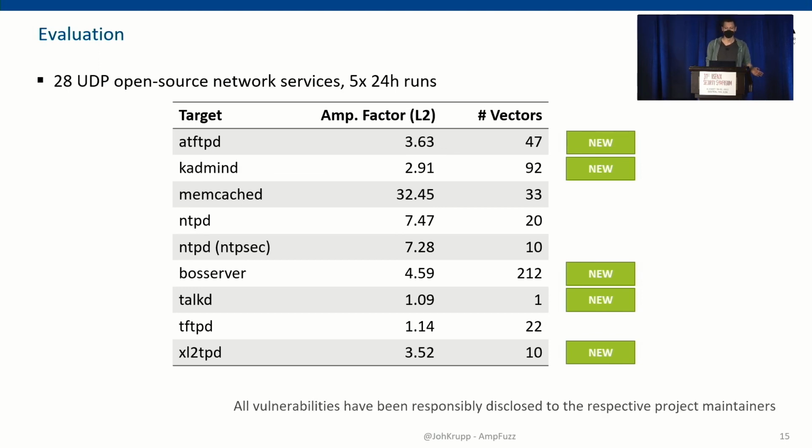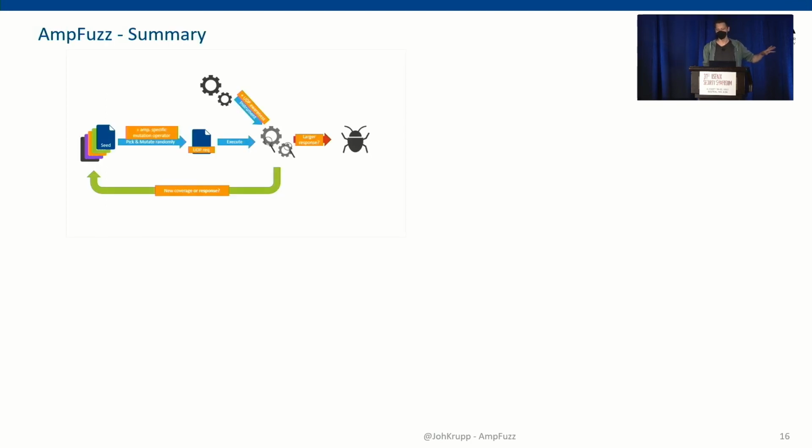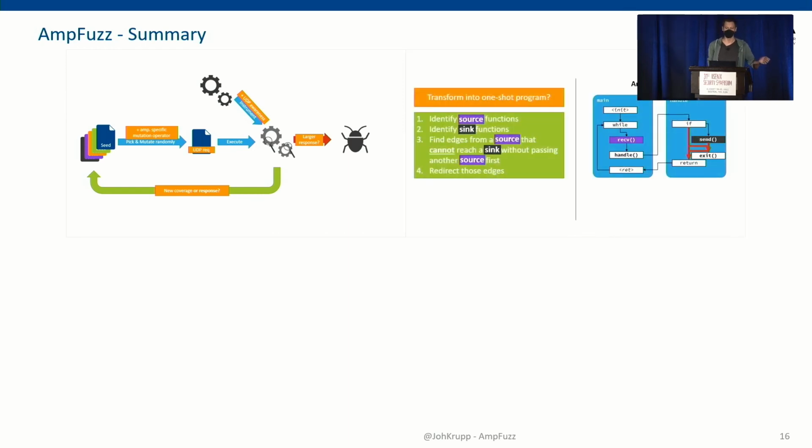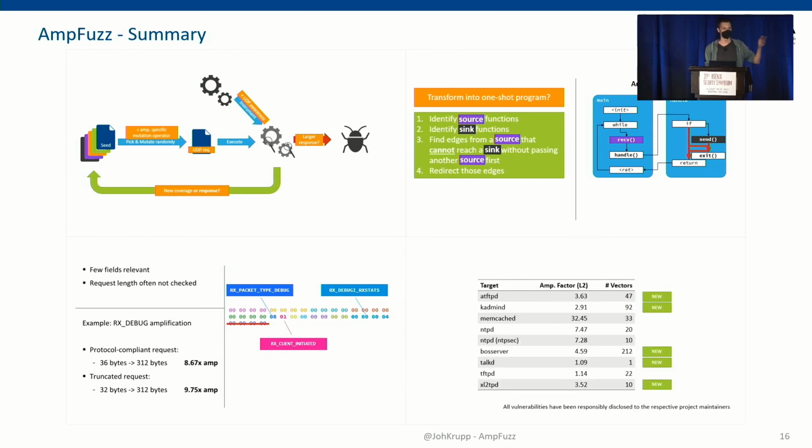So, yes, all vulnerabilities have also been disclosed to the respective project maintainers. But to summarize, I've shown how to adapt our pipeline to find amplification vulnerabilities with fuzzing. I have talked about how UDP awareness is helpful in addressing the challenges of UDP network fuzzing, how we can improve amplification factors, and lastly, shown evaluation results.